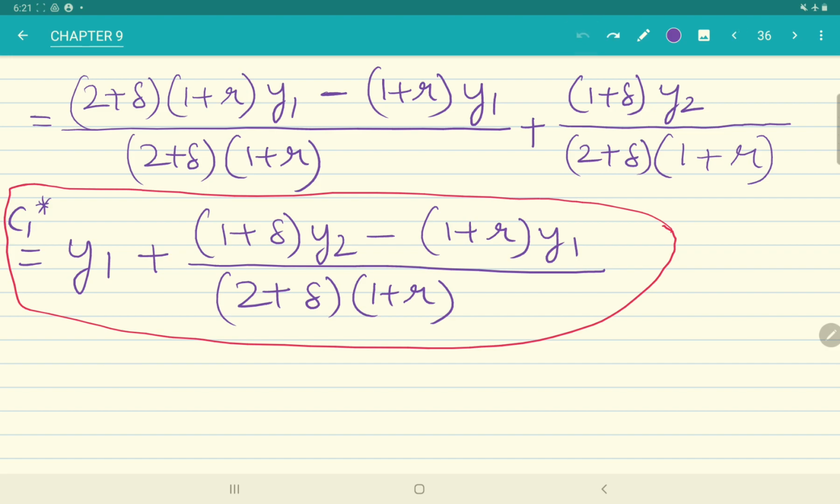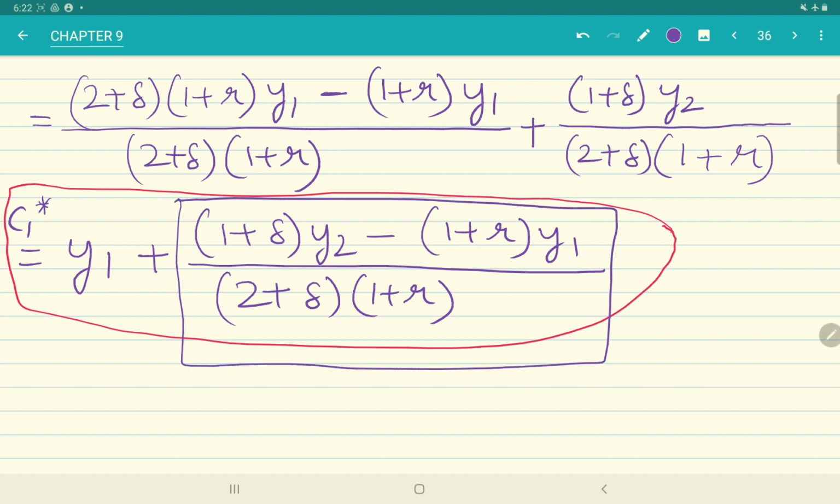And when we take help from this expression, you see that C1 star is equal to y1 plus whatever is given here. If the student lends, that just means my C1 is less than y1, and that means this expression is positive.